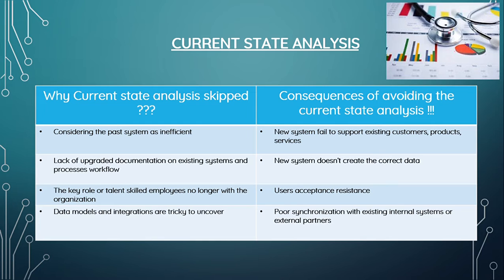Why do project teams skip the current state analysis? One of the reasons is that they believe the past system is inefficient, no longer useful or relevant to the new reality. Lack of updated documentation on how the existing system and process workflow work also pushes the team to skip this step. Another major reason is the lack of key role or skilled employees for knowledge transfer if they have already left the organization. Lastly, the data models and the integrations are very tricky to uncover.